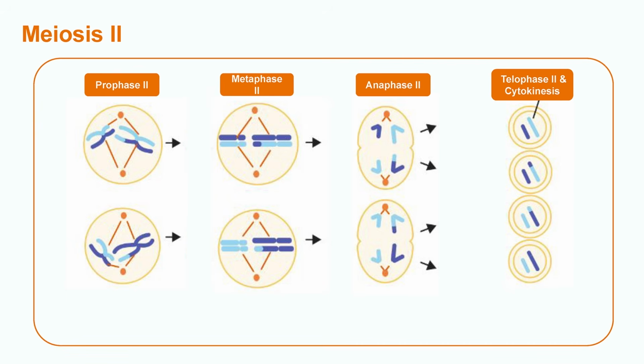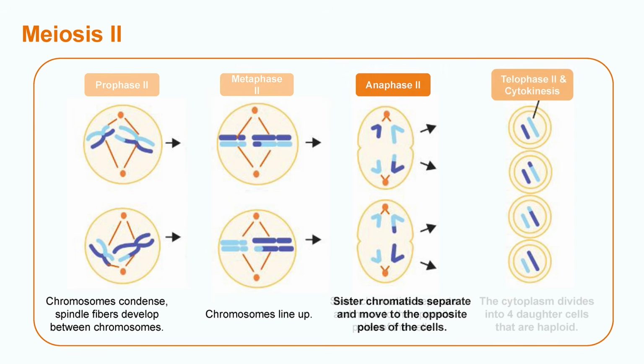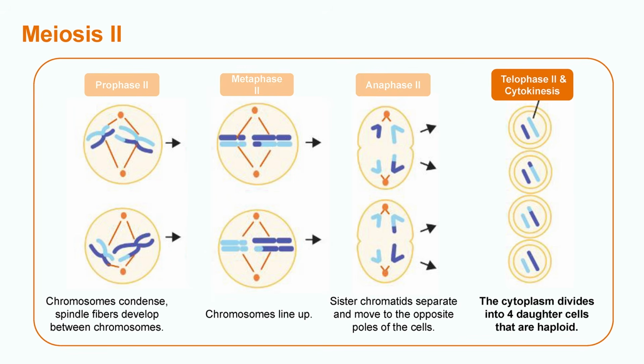Cells do not have to prepare for meiosis 2. They do not duplicate their chromosomes. Instead, cells undergo prophase 2, metaphase 2, anaphase 2, and telophase 2 with similar mechanisms as meiosis 1. The results are 4 daughter cells that are haploid, meaning each cell has 1 chromatid.